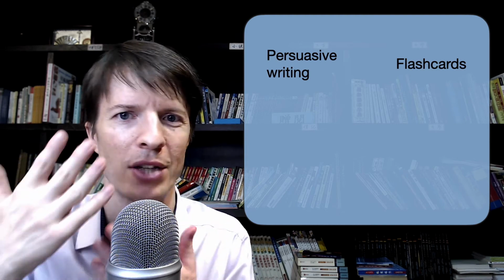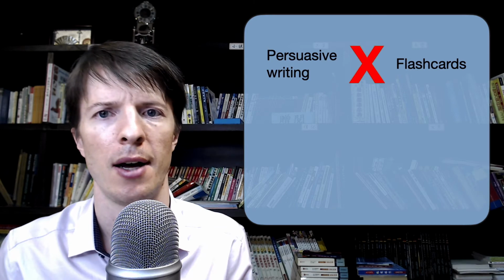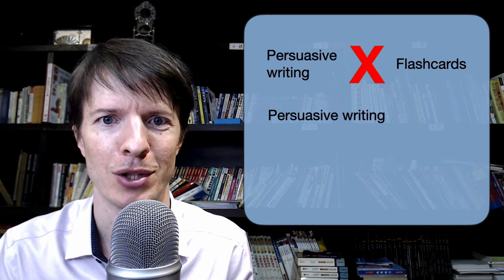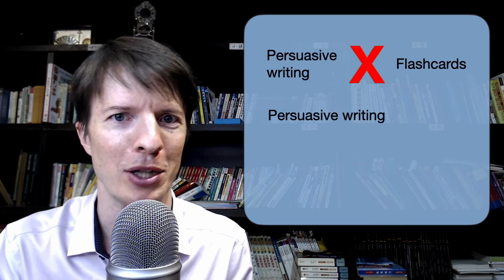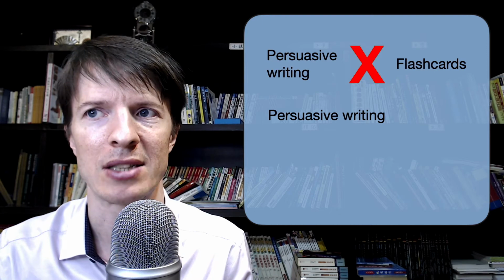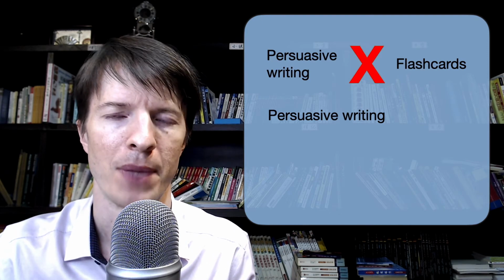The goal and the activity, they're just kind of orthogonal to each other. They just don't match. If you're teaching persuasive writing, obviously you're going to have students write, or I hope you will, because they need practice at this skill. But you also might consider other activities. It's not just writing all the time.